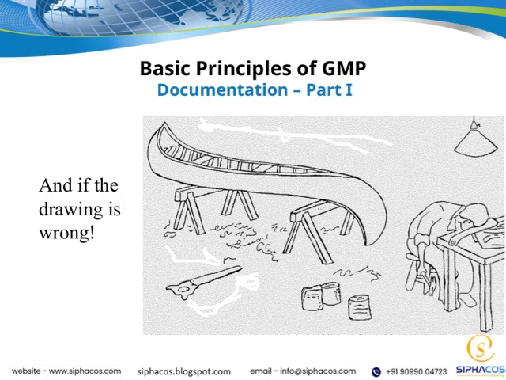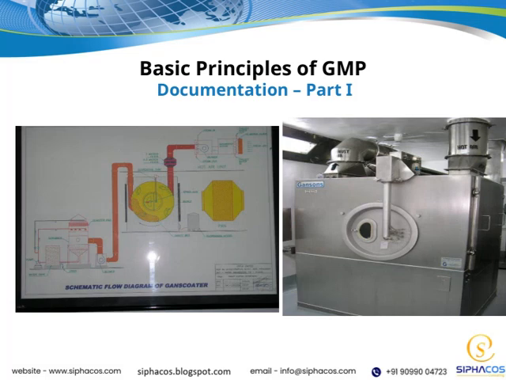This is a key part of the overall quality assurance system that keeps our products safe and effective. Let's take a closer look at the basic principles of GMP, starting with documentation, which is Part I. Documentation is absolutely critical in ensuring consistency, quality, and compliance in manufacturing processes. It serves as the foundation for traceability and accountability across all operations.